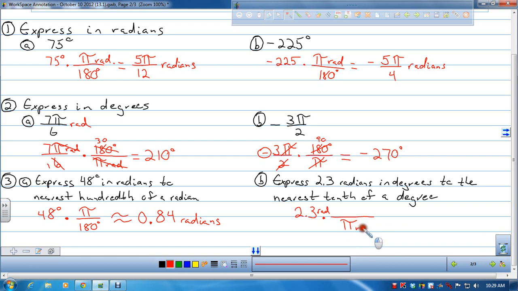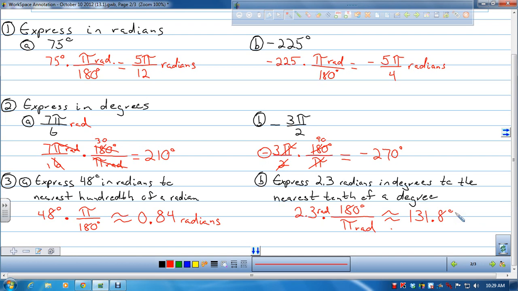That means pi radians is going to be down here. That will get rid of that radian label. And 180 degrees on top. So if you take 2.3 times 180 and divide it by pi, whoops, I made the mistake right there, didn't I? I put equal to. Is approximately equal to 131.8 degrees, I believe.